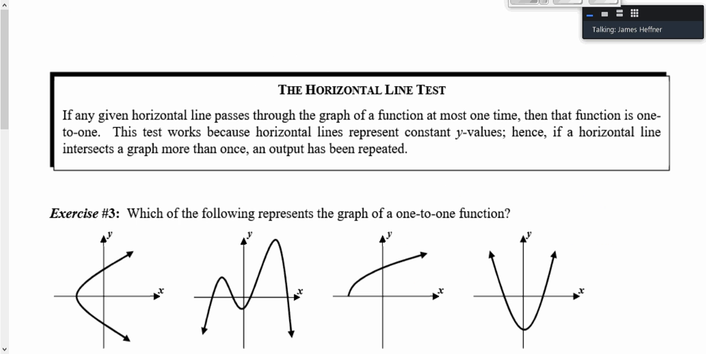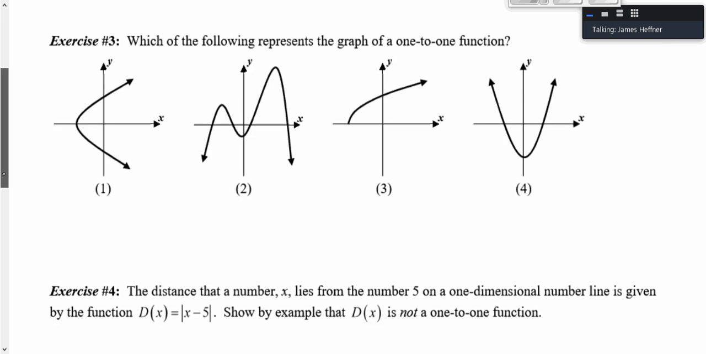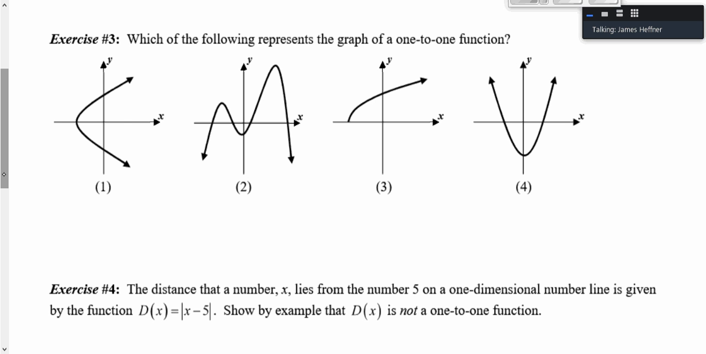And I believe they're going to talk about the horizontal line test. We just talked about that, right? So to test whether it's a function, we use the vertical line test. We do that first, right? And then we can use this horizontal line test if it's a graph to see if it's one-to-one. So let's go down and do a couple of these. First of all, say which of the following represents one-to-one. Let's see if it's a function first, okay?